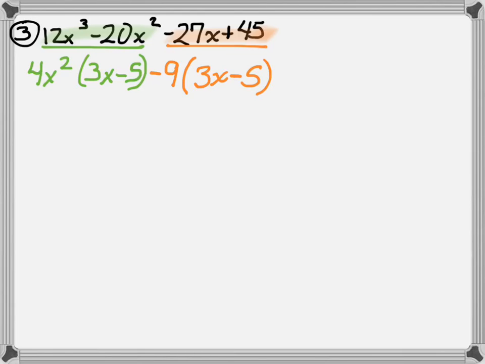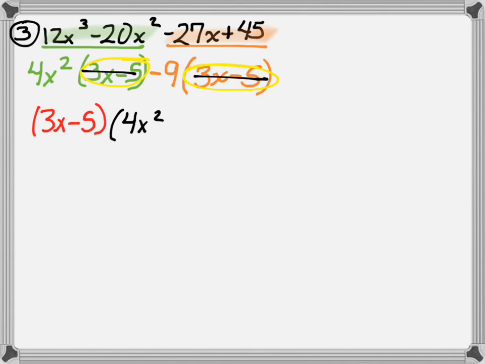Now we have our common factor. These two parentheses match perfectly. So I need to write them down once. And that gives me 3x minus 5. I pretend like those do not exist, and I write down everything else: 4x squared minus 9. So there's no squares in that first parenthesis, so it gets left alone.